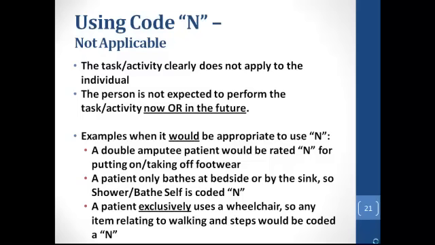Perhaps a patient lives in a home that does not have a tub or a shower, or your facility does not have tub or shower facilities in which to test the patient. The patient only bathes at bedside or by the sink, so the item shower bathe self would be correctly coded N. And lastly would be a patient who exclusively uses a wheelchair and for whom walking is not a realistic goal. Any item relating to walking and going up and down the steps would be coded an N.